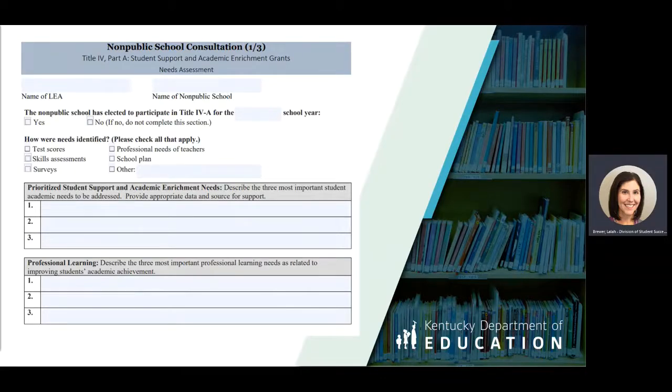On this slide, you can see the first page of the Title IV Part A section of the consultation packet provided by the Kentucky Department of Education. The form should be completed with the private school to determine services that will be provided during the school year. It's important to communicate with the private school that the information completed in the form is what will determine services that will be provided during the school year to meet the needs identified by the private school.